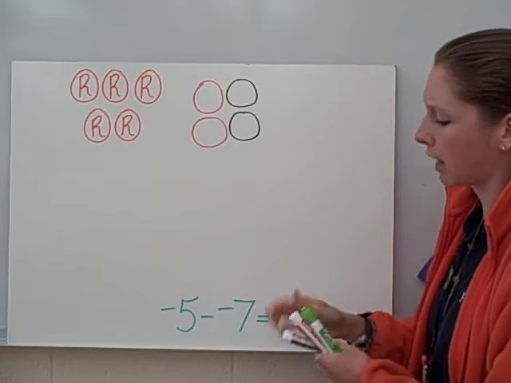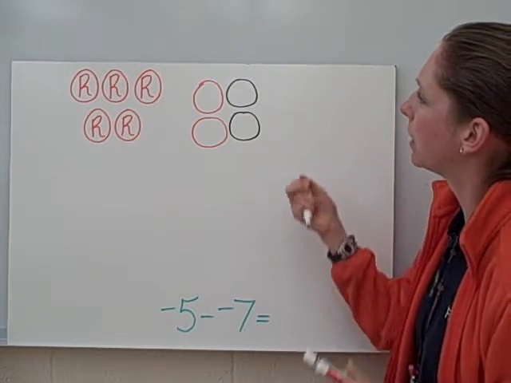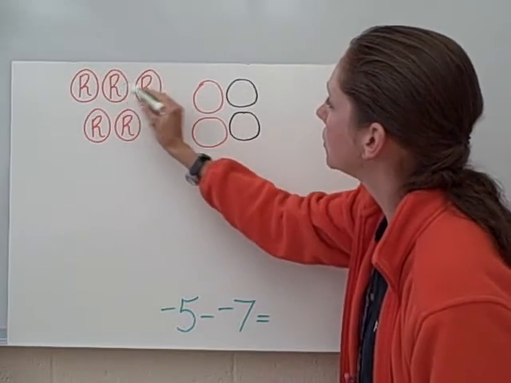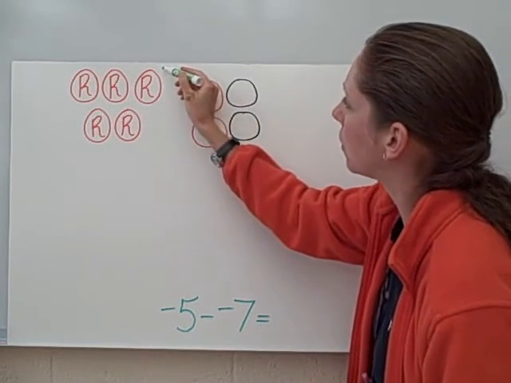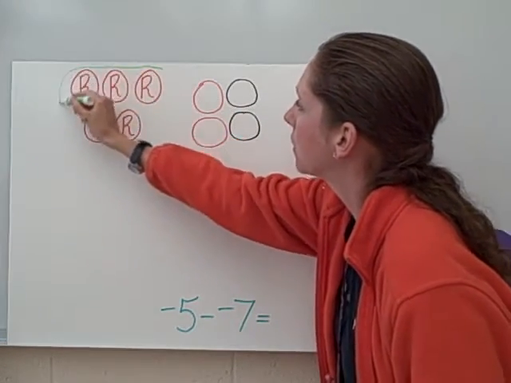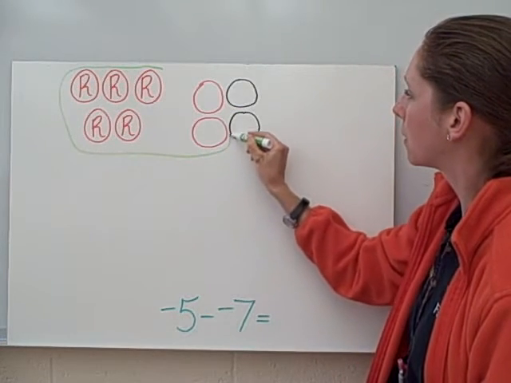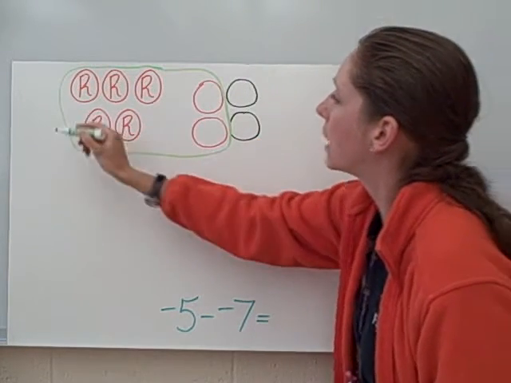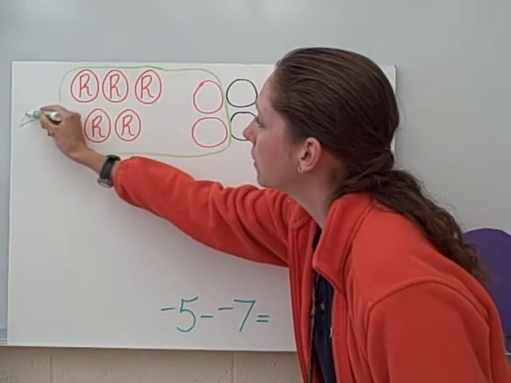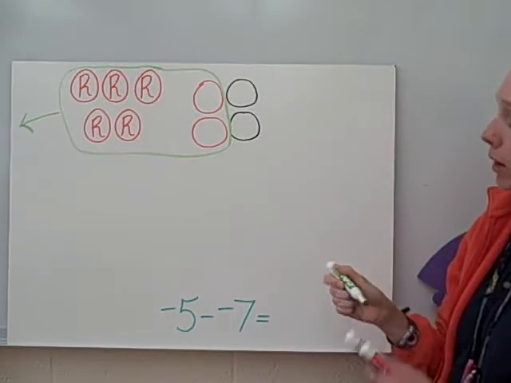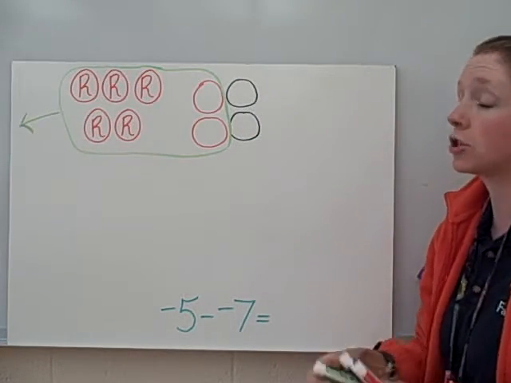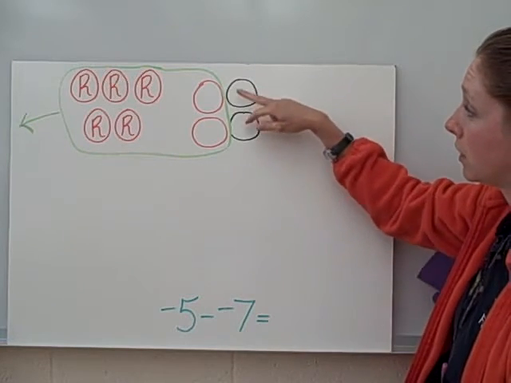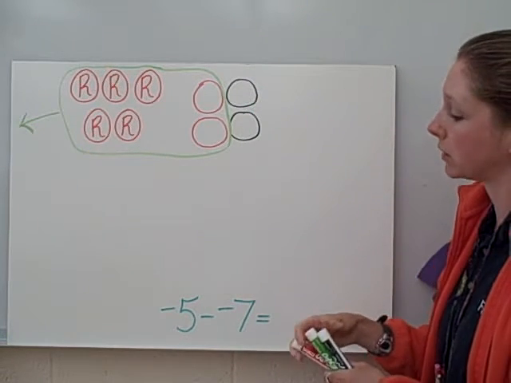So let's take a look at what happens when we do take away those 7. So here's 1, 2, 3, 4, 5, 6, 7. I'm going to circle all of those. Imagine all of those leaving our board. And think about what's left. I've got 2 black chips left, which remember represent positive 1 each, so that's positive 2.